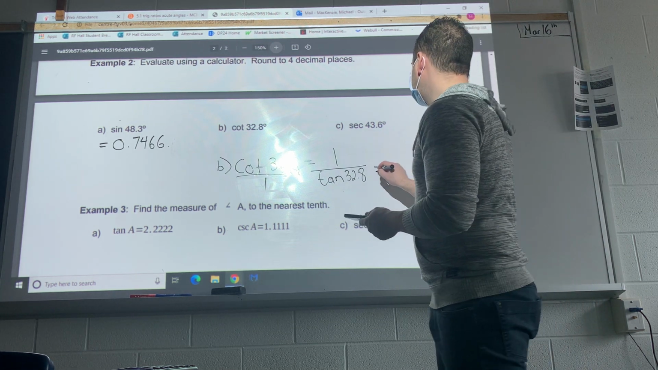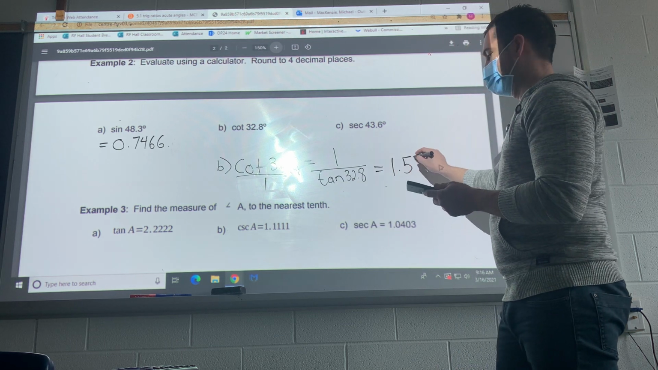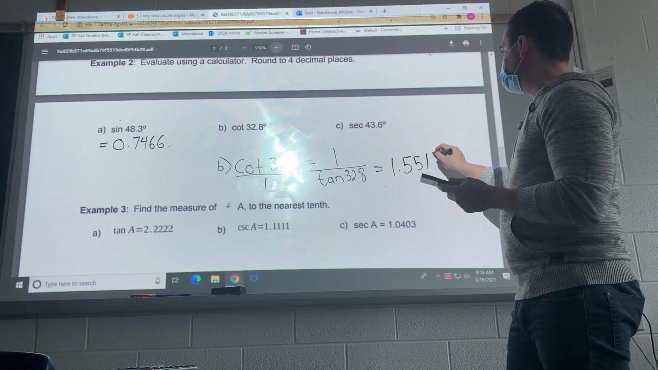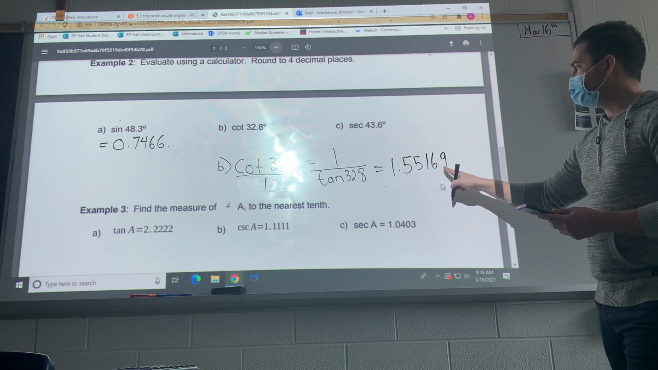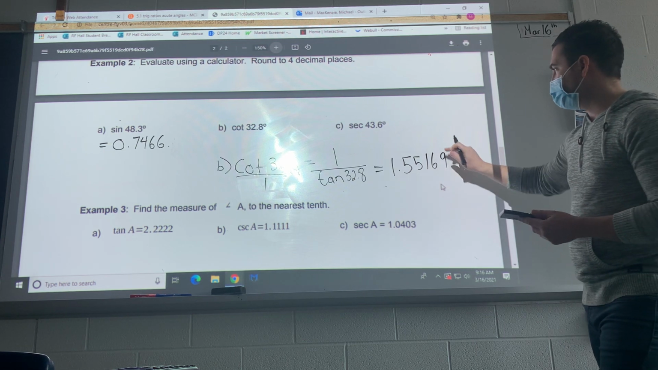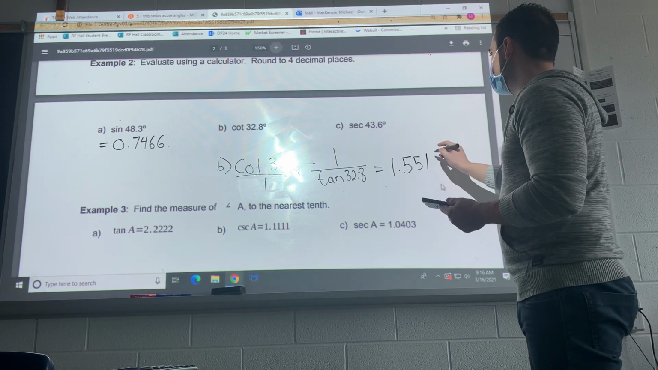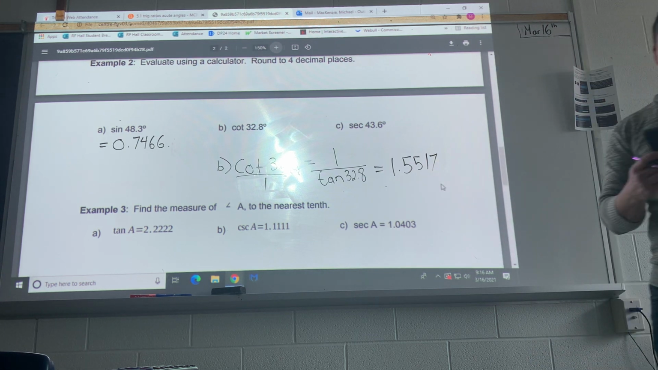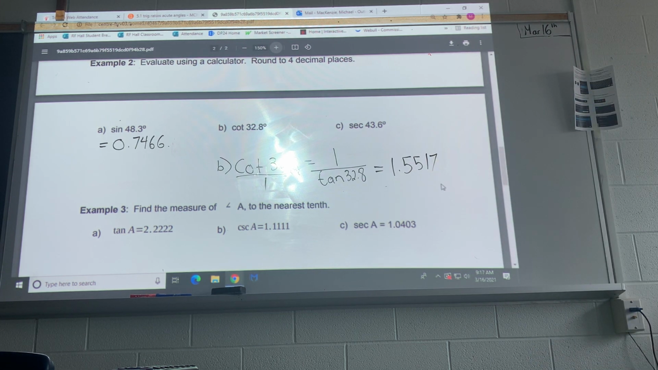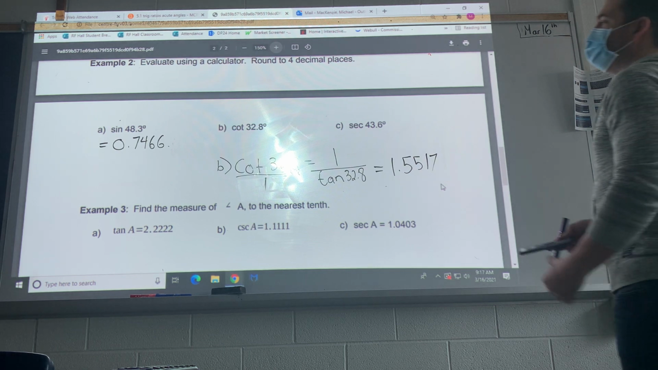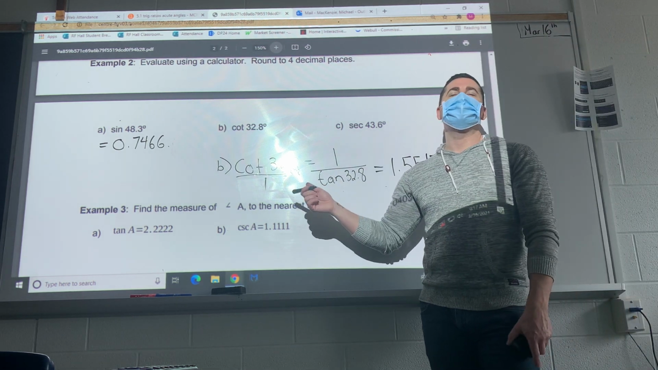So I get 1.55169. So the number after the 6 is higher than 5, so my 6 turns into a 7. So 1.5517.